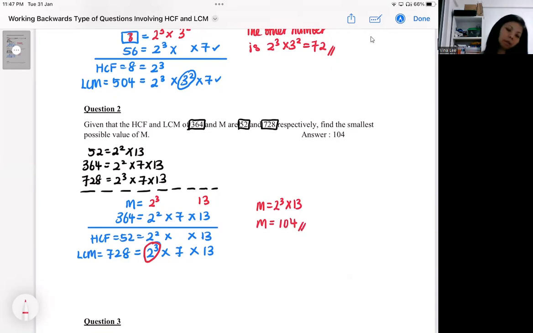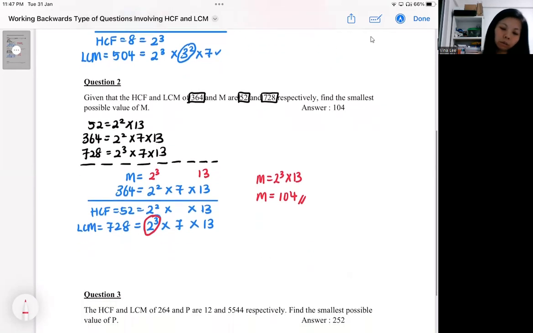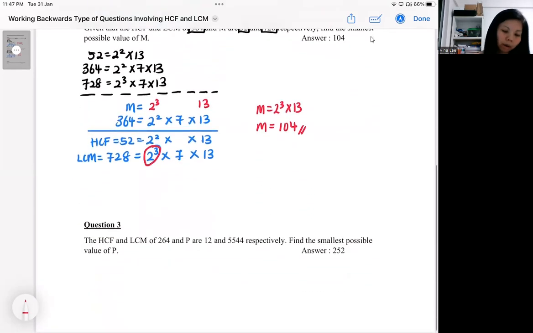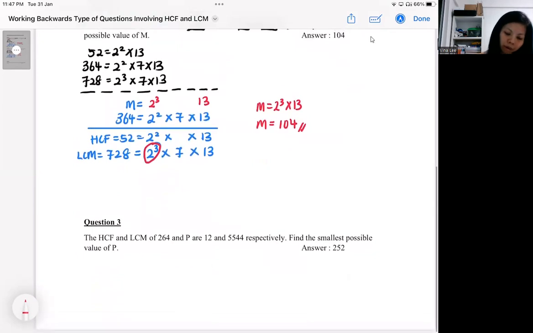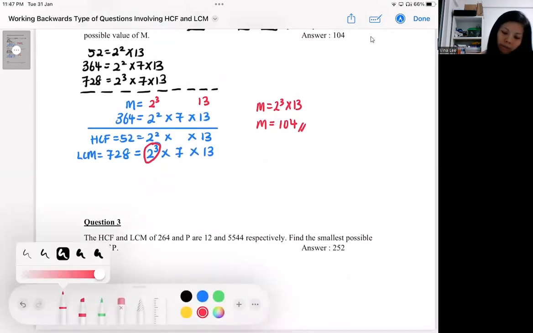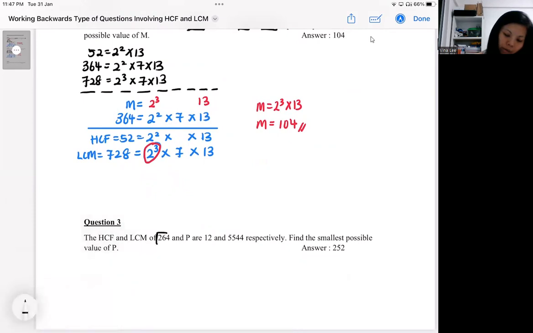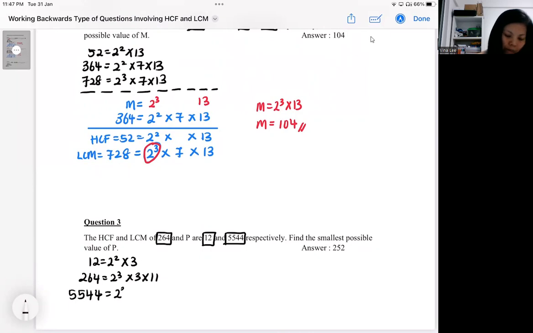Okay, so if you think you are confident to try one question, you can pause and give it a try for the last question. Same thing for the last question. I'm going to do a prime factorization first. 12 will be 2 squared times 3. Then 264 will be 2 cubed times 3 times 11. I'm assuming you can do this successfully with no careless mistake.